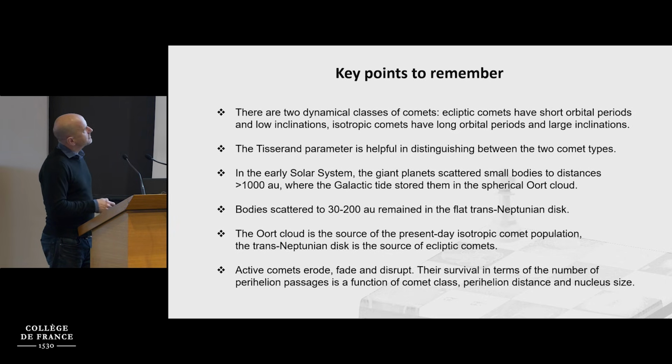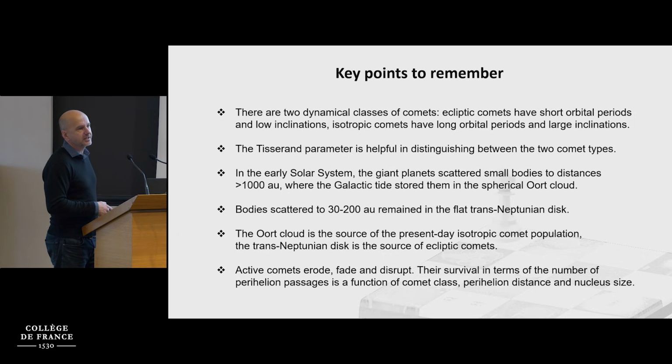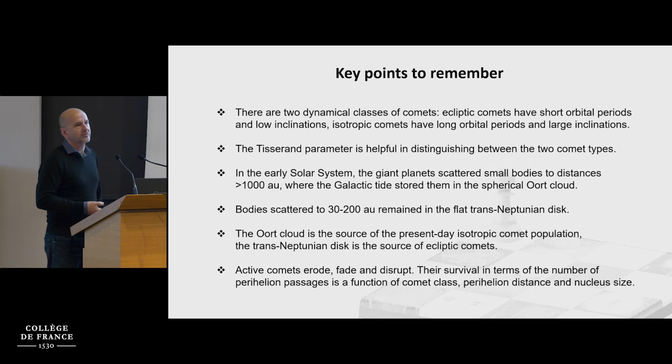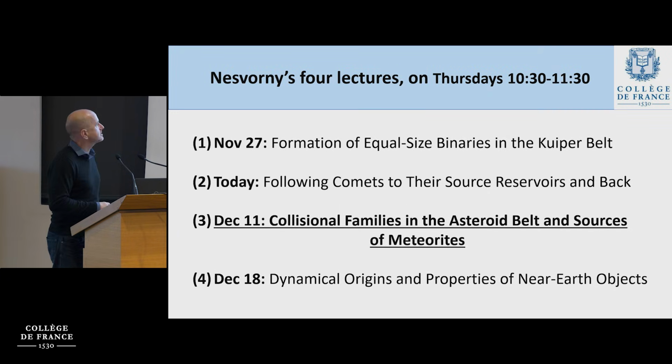In the early solar system, the giant planets scattered small bodies to distances larger than 1000 AU. They were affected by the galactic tide and stored in the spherical structure that we call the Oort cloud. The bodies that were scattered only to 30 to 200 astronomical units, not all the way to those large distances, remained in a flat trans-Neptunian disk that is characterized now from observations. The Oort cloud is the source of the present-day isotropic comet population, and the trans-Neptunian disk is the source of ecliptic comets. That's what we discussed.